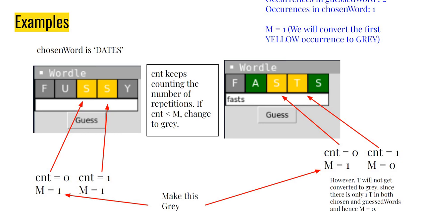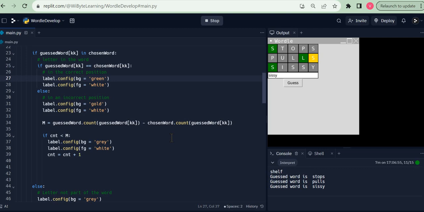Because remember, for every letter, we are doing this count of M again and again, right? So I hope this is kind of giving you a picture of how this is working. Let's, however, go back to our code once again. Remember, I just come in here, I find out the difference between the occurrences in the guessed word and the chosen word. If count is less than M, I go and convert that to gray. Really, really interesting, thought provoking. So think through this very carefully.